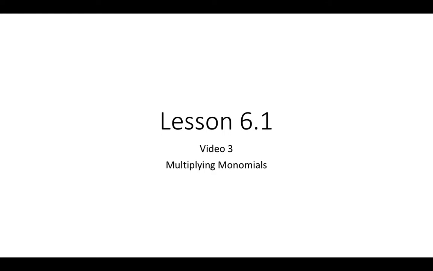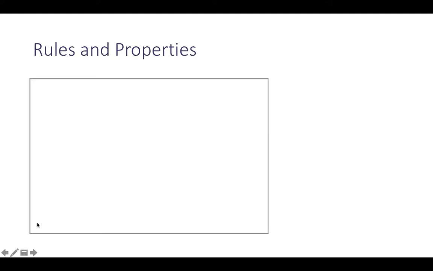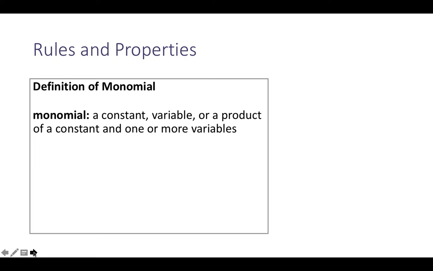So here's the third video from lesson 6.1, and here we're going to be multiplying monomials. But before we can multiply monomials, let's define what a monomial is. So first, the definition of a monomial. A monomial can be a constant, just a variable, or a product of a constant and one or more variables.